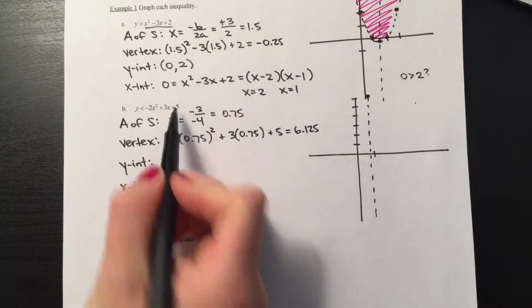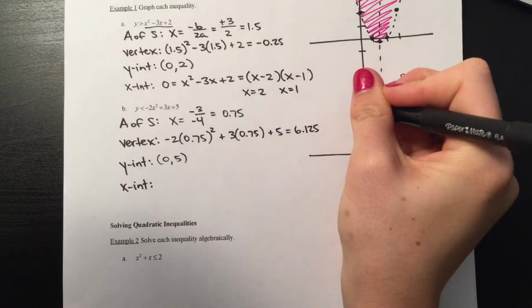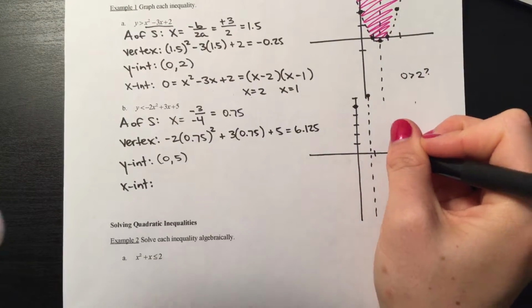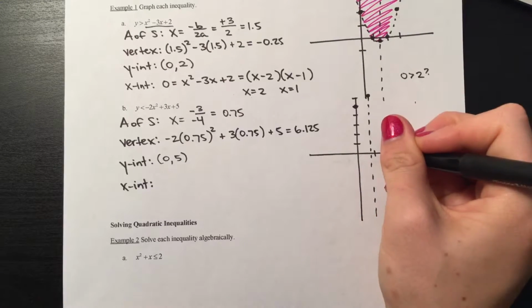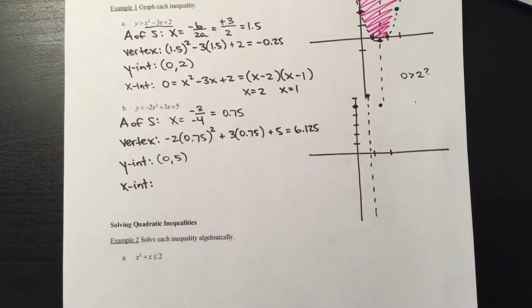Okay, y-intercept is 5, just the constant. So if I plugged in 0 for x, I would get 5 for y. So that would be right there. And we can mirror image it. So be careful with this. This is 3/4. So if I go over, I'd be at 1.5. So 1.5, plot my mirror image point.